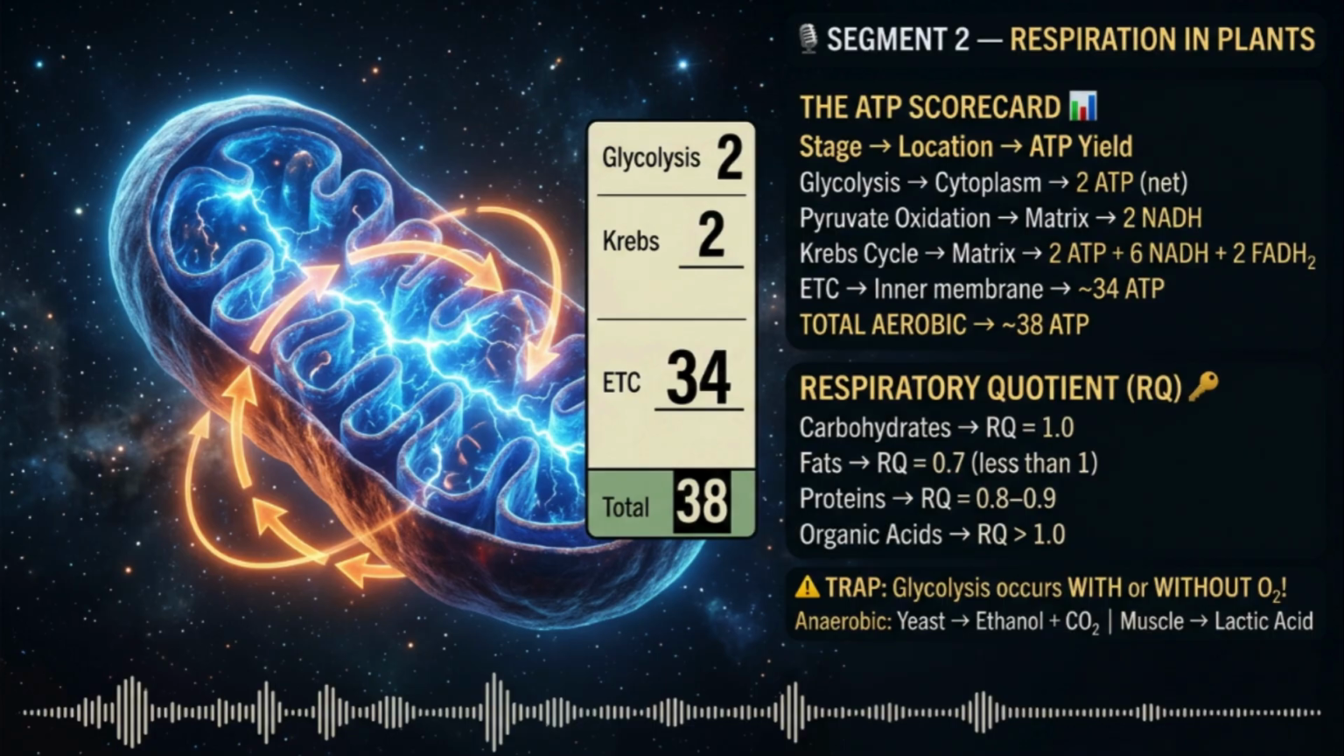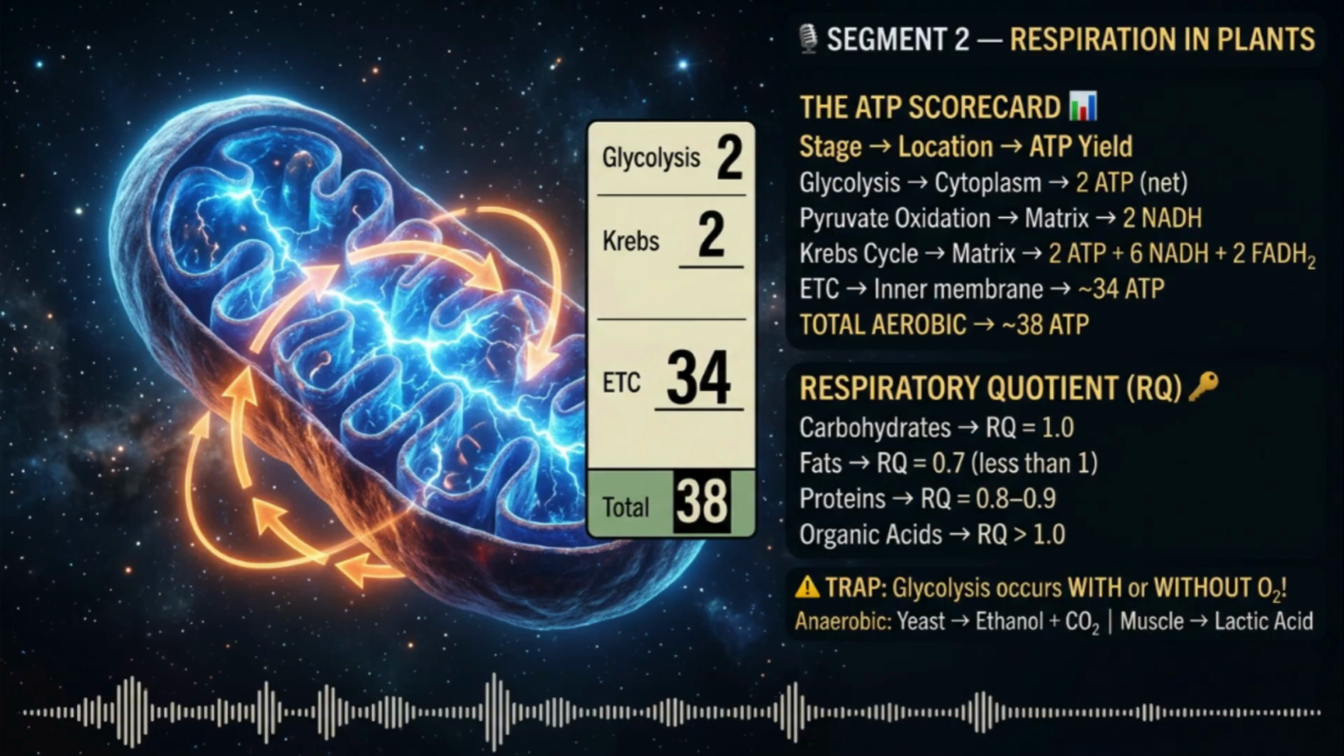Question 3. Where does the Krebs cycle occur? The mitochondrial matrix. Pyruvate, produced in glycolysis, enters the mitochondrion, is converted to acetyl-CoA, and then feeds into the Krebs cycle in the matrix. Per glucose molecule, the Krebs cycle yields 2 ATP, 6 NADH, and 2 FADH2.